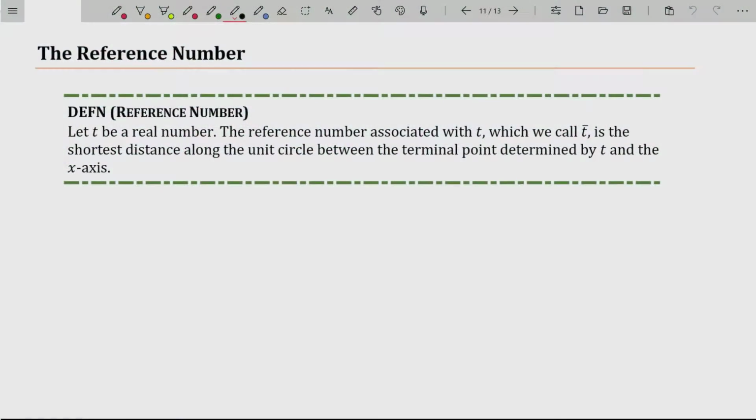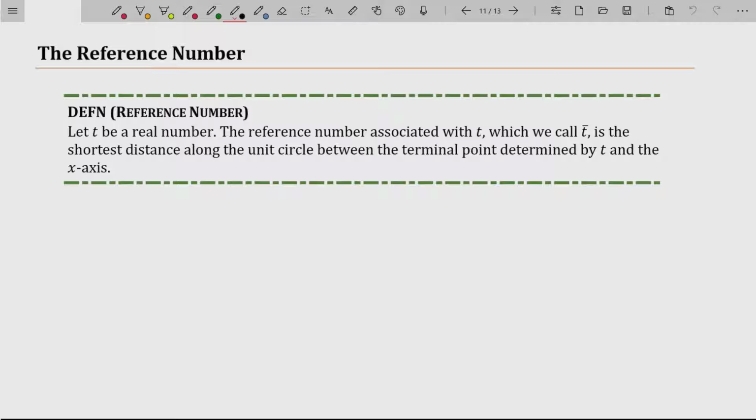Hello, my name is Roy Simpson, professor of mathematics at Cosumnes River College in Sacramento, California. This video is just a continuation of our review of trigonometric functions from the unit circle approach. You should have just watched the video on a review of unit circle and special triangles, and now we're just going to continue this with talking about reference numbers.